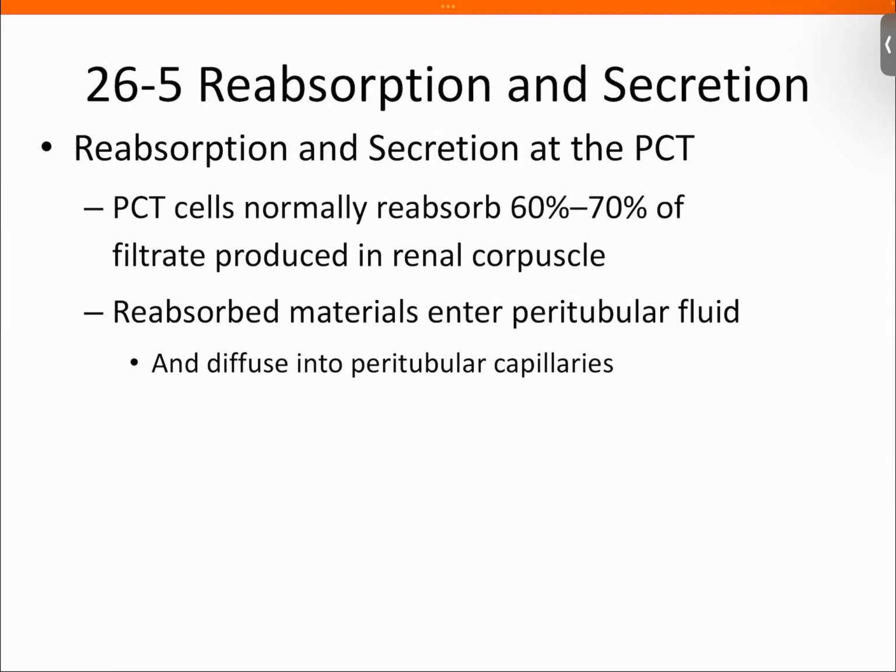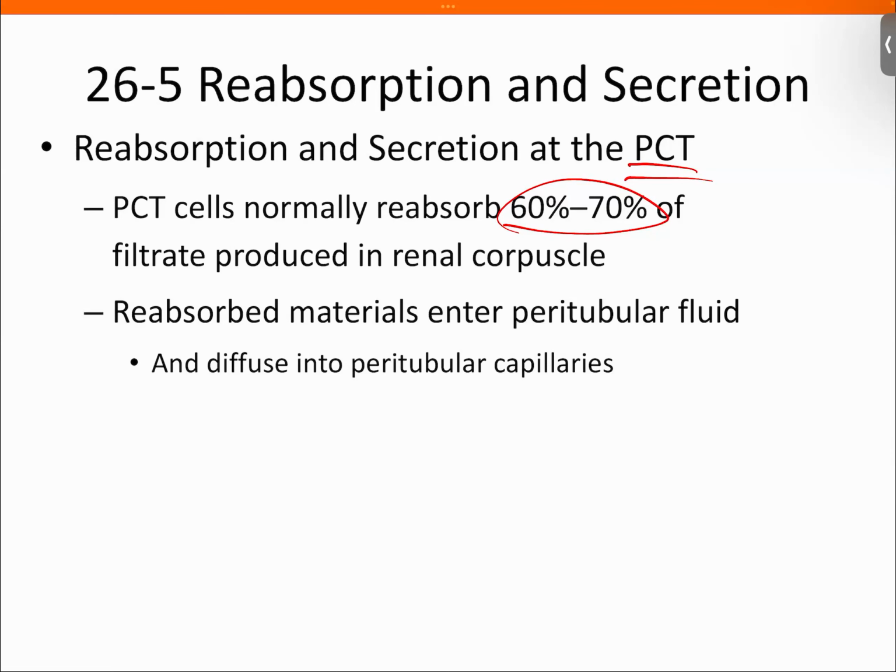The first stop is going to be the proximal convoluted tubule. In the proximal convoluted tubule, we're basically going to be taking back a lot of the filtrate that we originally put in there. Up to 2/3 to almost 3/4 of our original filtrate is going to be taken back for reabsorption of different sorts of materials and things like that. Now, once we reabsorb this, it goes through the tubular cell out into the tissue.